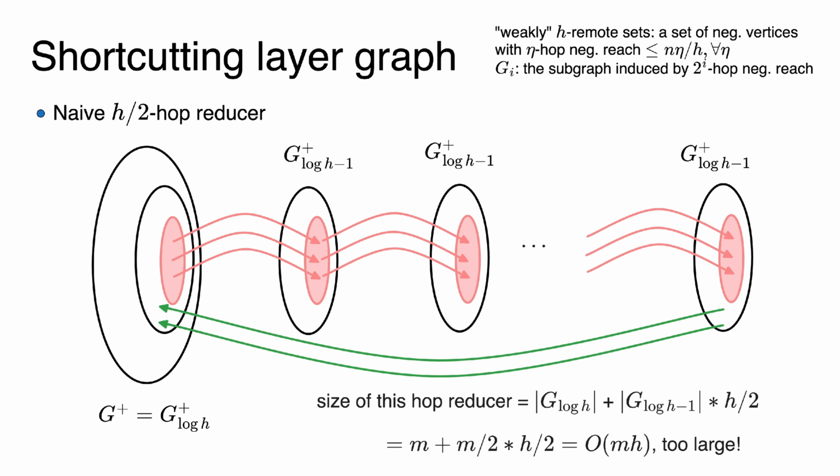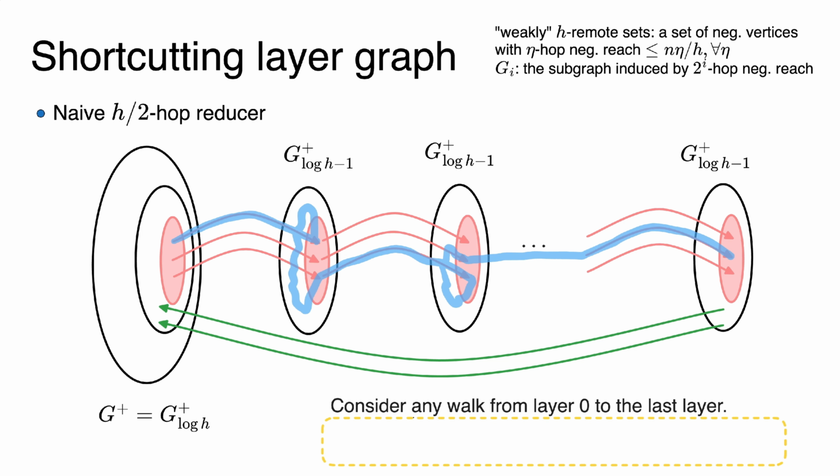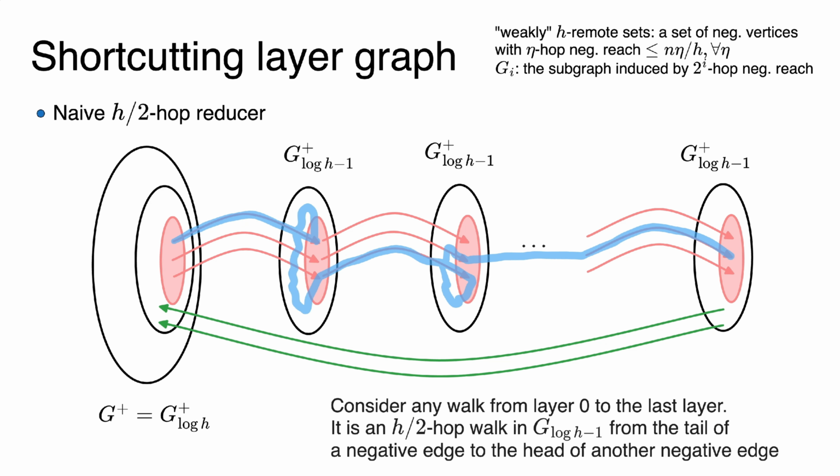So how can we deal with this problem? Let's come down and see if we can find any structure in this hop reducer. Let's consider any walk from the first layer to the last layer. We can see it's actually one H over 2 hop walk in G log H minus 1. It's in a smaller graph, and it's from the tail of one negative edge to the head of another negative edge.